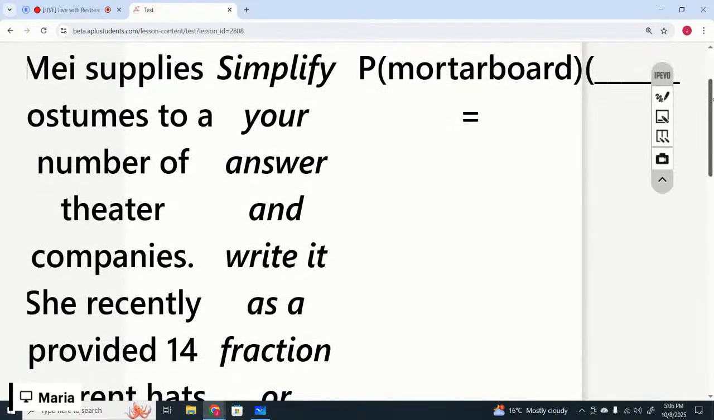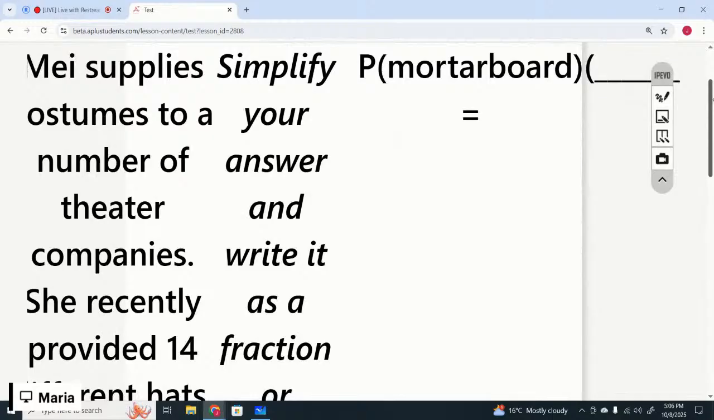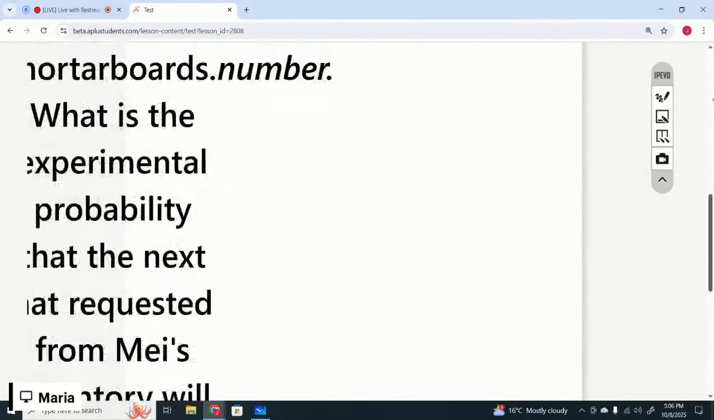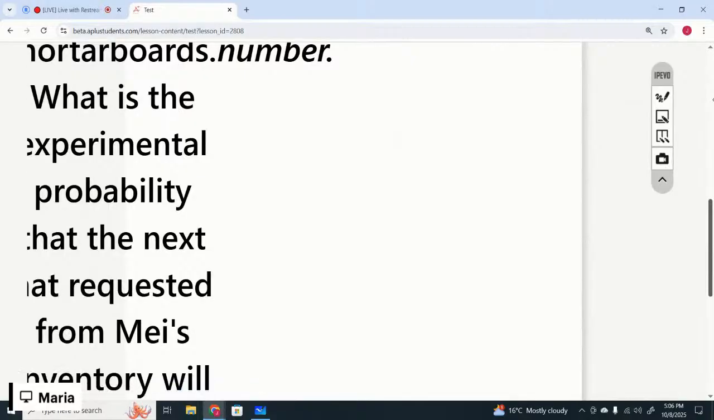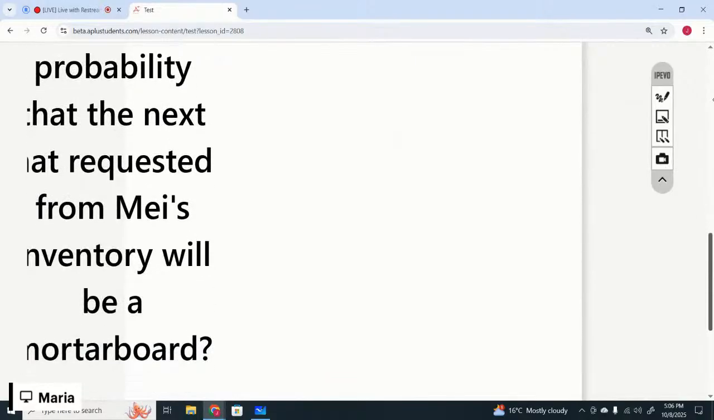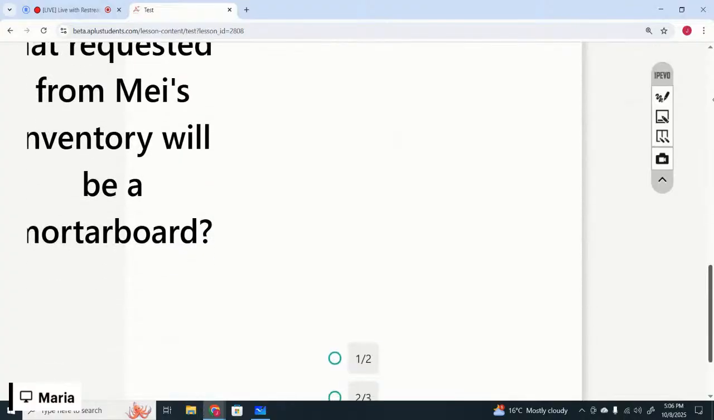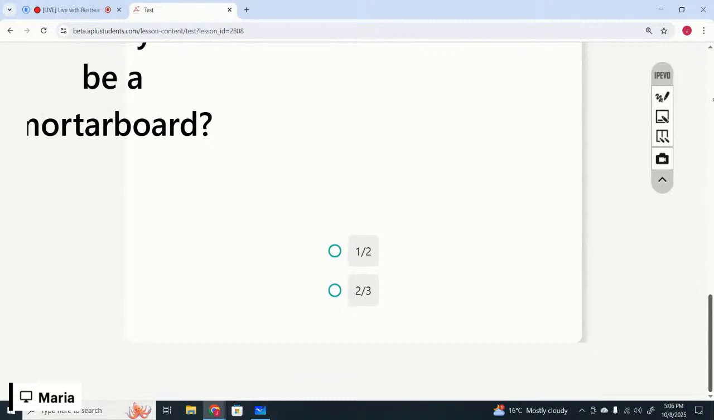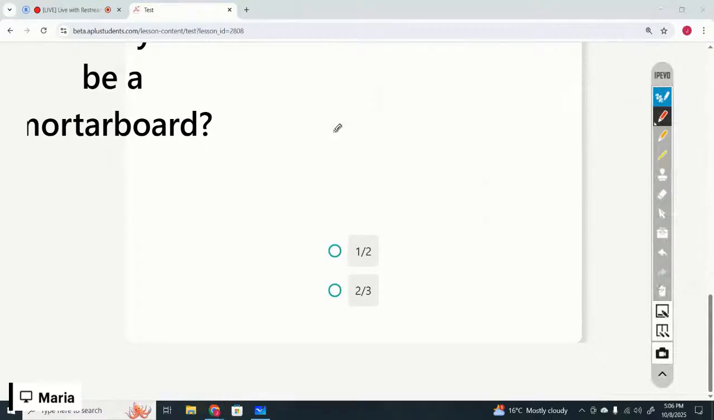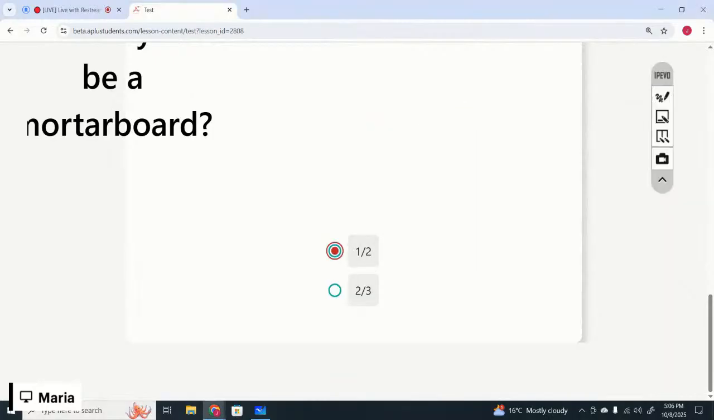May supplies costumes to a number of theater companies. She recently provided 14 hats. What is the experimental probability that the next hat requested from May's inventory will be a mortarboard? The probability of mortarboard is 7 out of 14. That equals 1 by 2. Option number 1 is the correct option.